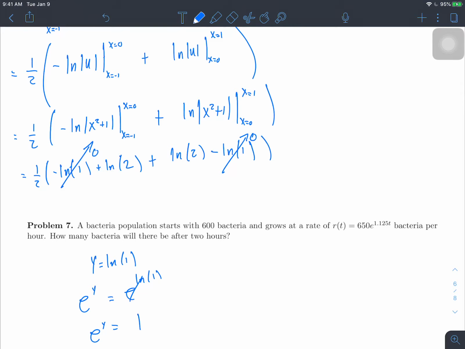So what am I left with? 1/2 times 2 ln of 2. I get ln of 2.